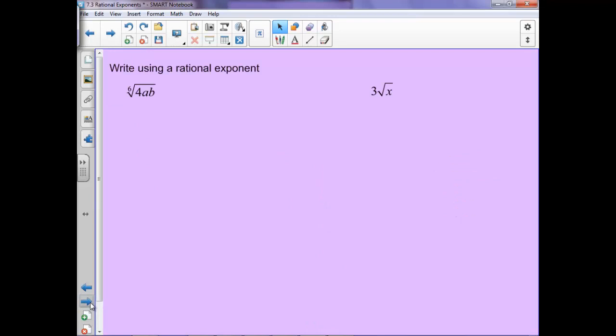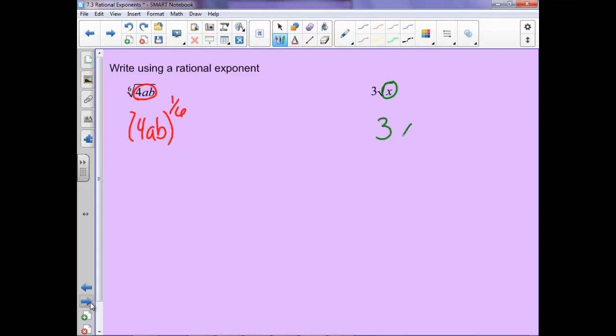So now we're going to go the other way. So this whole thing is under the root, so it's going to be this whole 4ab to the 1/6 root, or to the 1/6 power. Notice in this second one, though, only your x is under the root. That means only this x has the 1/2 power. That 3 was in front of the root, so it doesn't have the rational exponent.